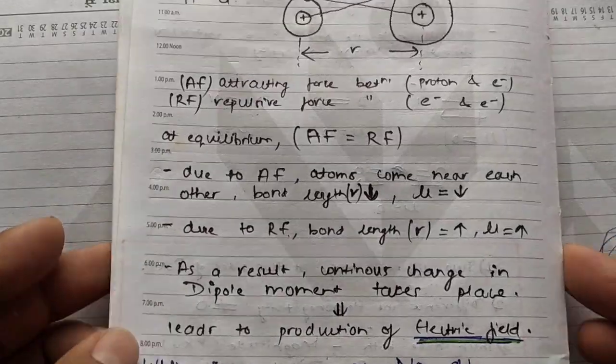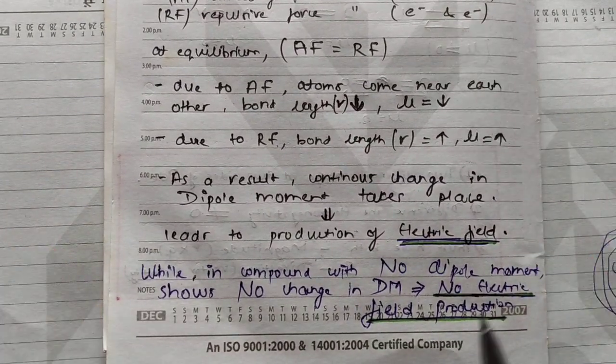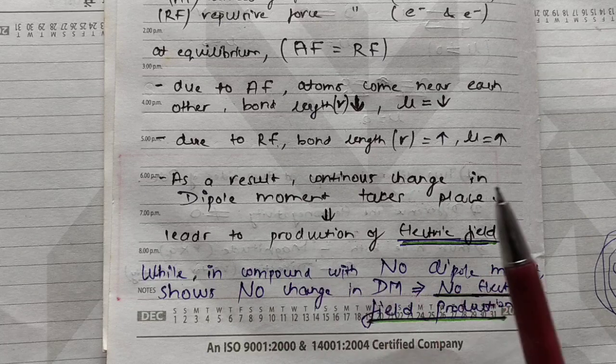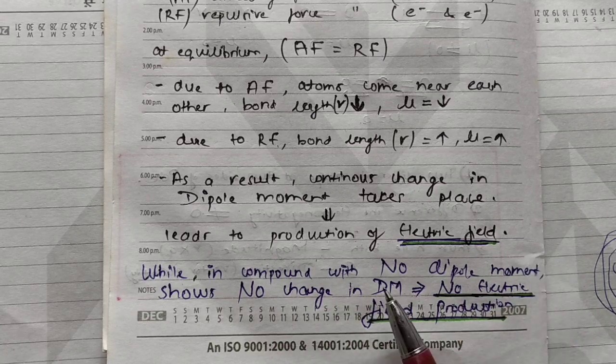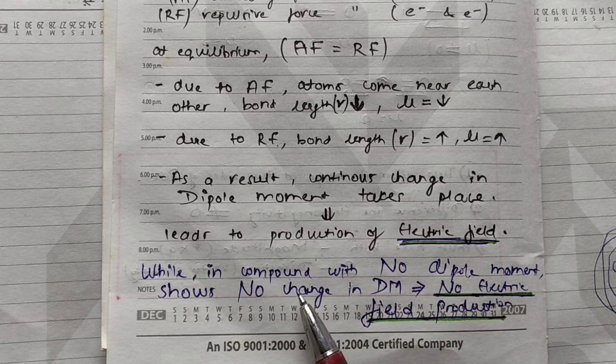So another point we'll find out here is, in a compound with no dipole moment, there is no charge separation. If there is no charge separation, there is no dipole moment. If there is no dipole moment, after the vibration also there will be no change in dipole moment.